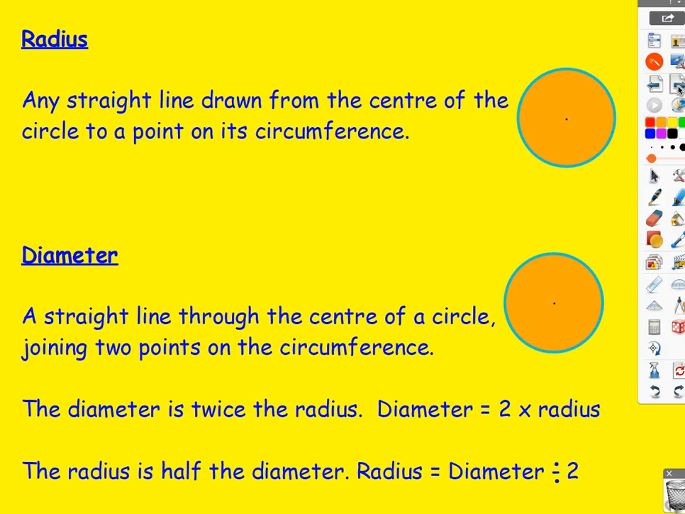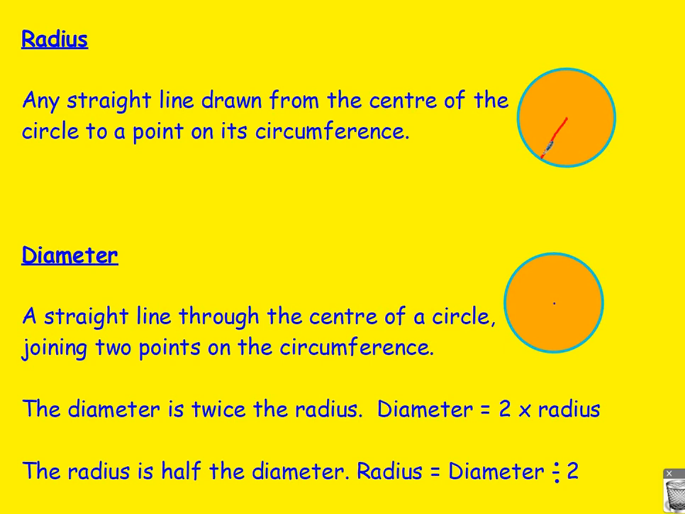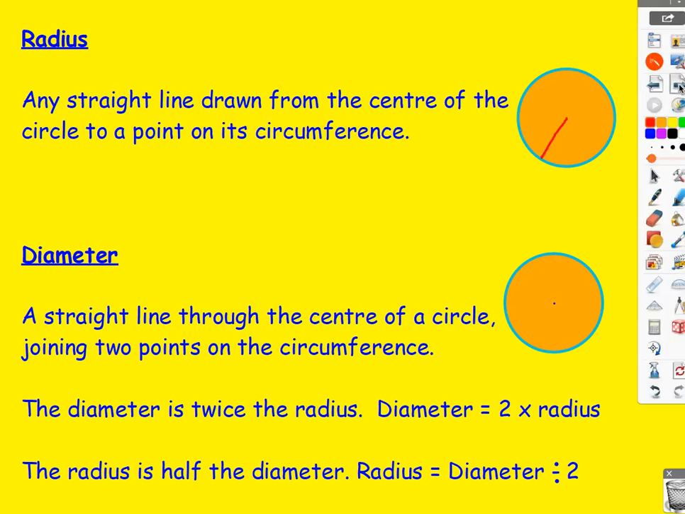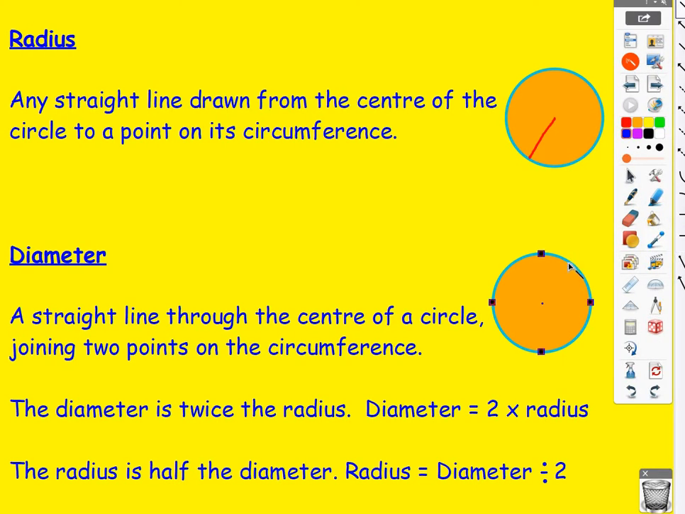The next label we'll have a look at is the radius. The radius is any line from the centre of the circle to the circumference. That could go in any direction at all. As long as you start from the centre and you go to the outside of the circle, that's a radius. The diameter is a line that goes from one side of the circumference to the other through the centre. It has to go through the centre of the circle. So there's a diameter marked there on that circle.